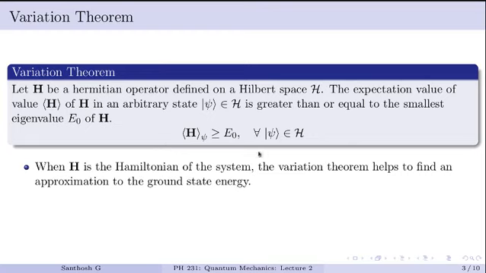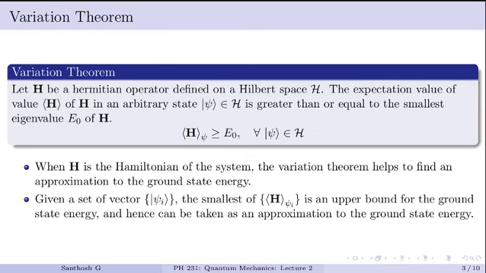When the operator H is the Hamiltonian of the system, then the statement will read the following: the expectation of the Hamiltonian in any state psi in the Hilbert space is going to be greater than or equal to the smallest energy eigenvalue. The state corresponding to the smallest energy eigenvalue is called the ground state of the system, and therefore when H is the Hamiltonian of the system, this theorem can be used to find an estimate of the ground state energy.